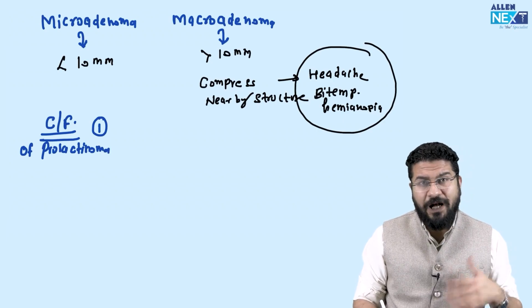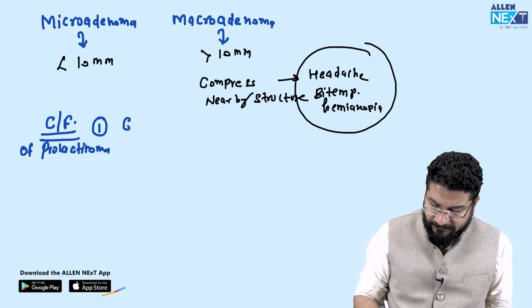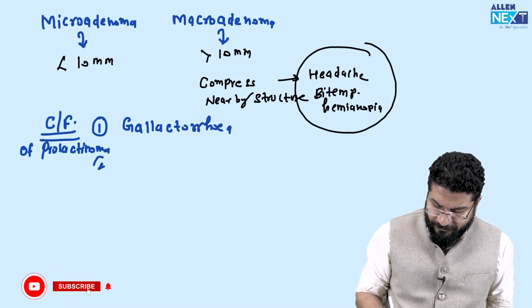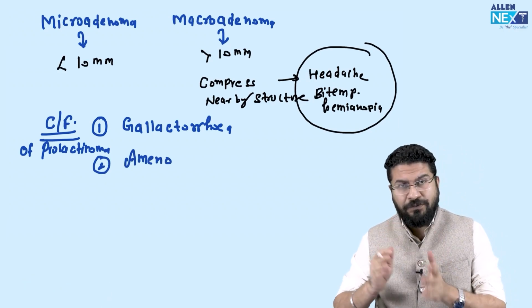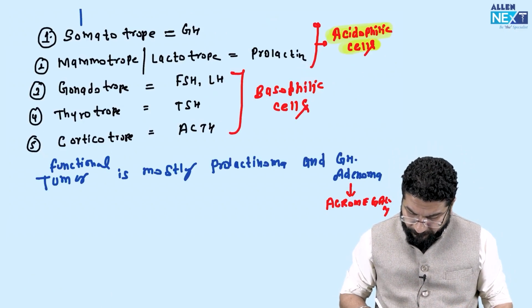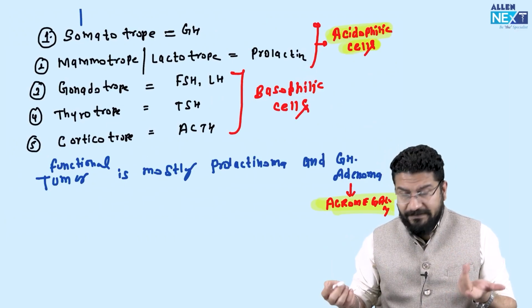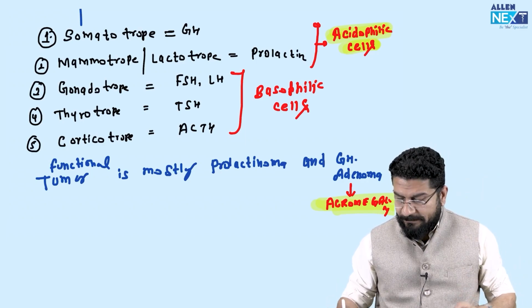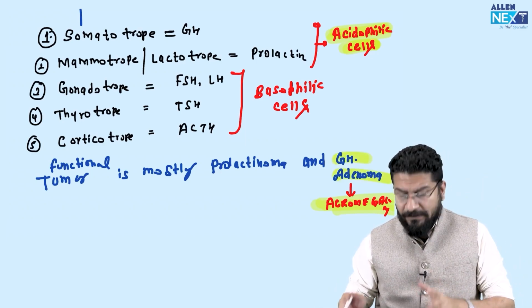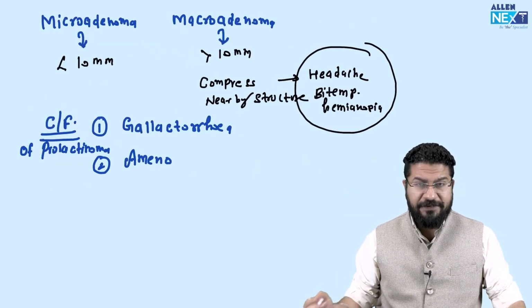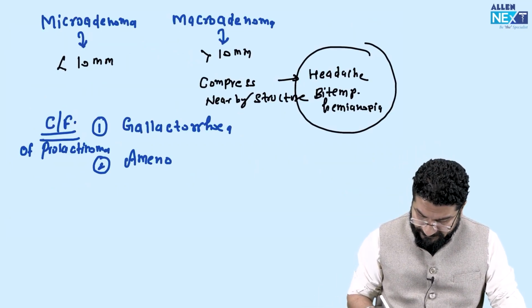So prolactinoma, how will this present to you? This will present with galactorrhea, and prolactinoma will present with amenorrhea. Now see, growth hormone adenoma, I even had a case for this, acromegaly. Acromegaly is nothing but a growth hormone adenoma producing acromegaly, so we have discussed this separately. Here we are talking about prolactinoma. Prolactinoma means more prolactin in your body, so there will be galactorrhea and amenorrhea.